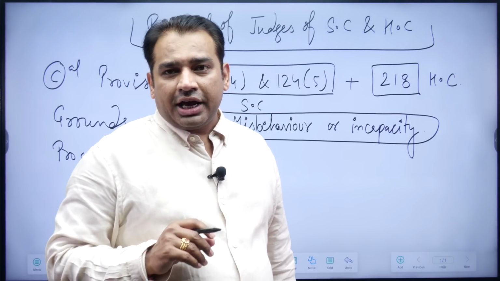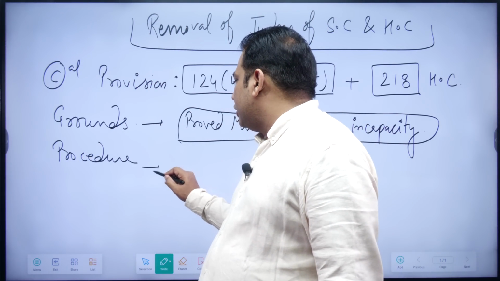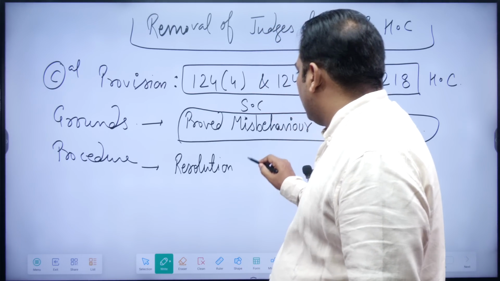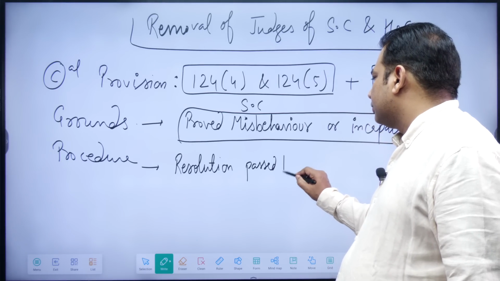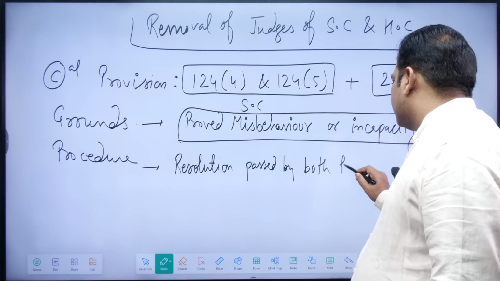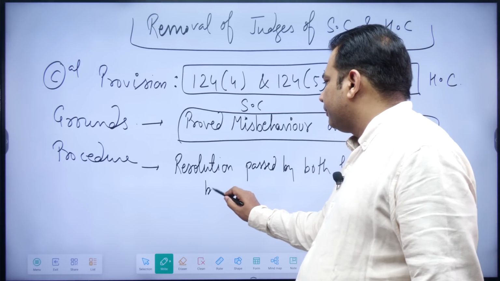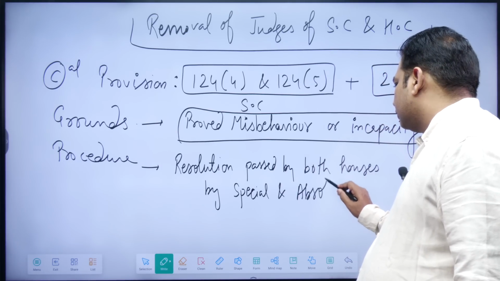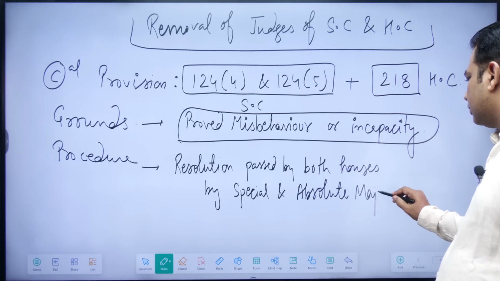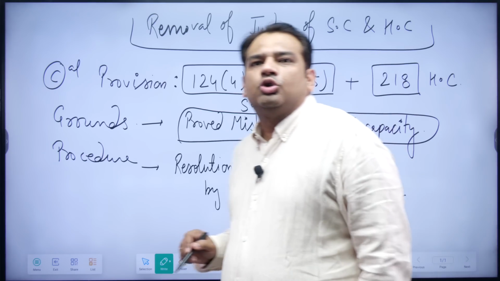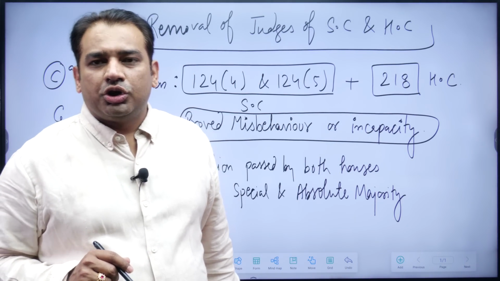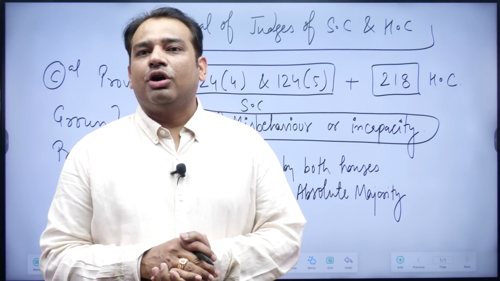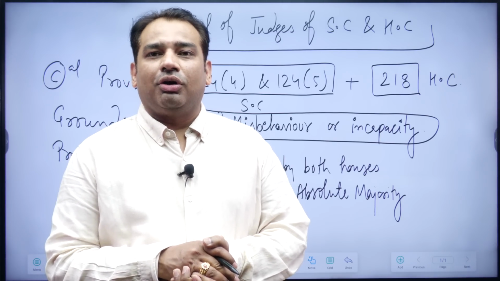Whereas the procedural side says, in order to remove, we require a resolution passed by both the houses, by special and absolute majority. So both houses are required to pass this resolution by a special and absolute majority. This becomes one of the most important keywords in order to remember this procedure for removal of the judiciary.